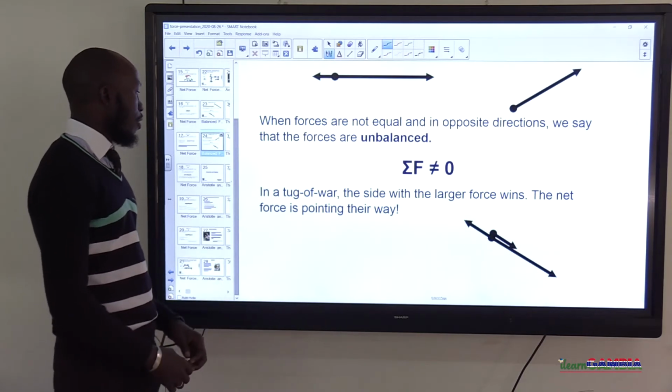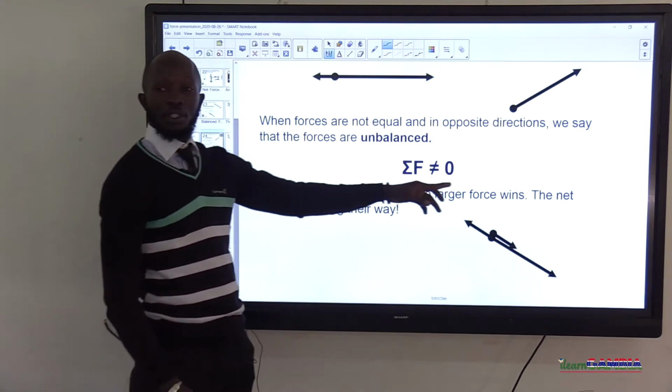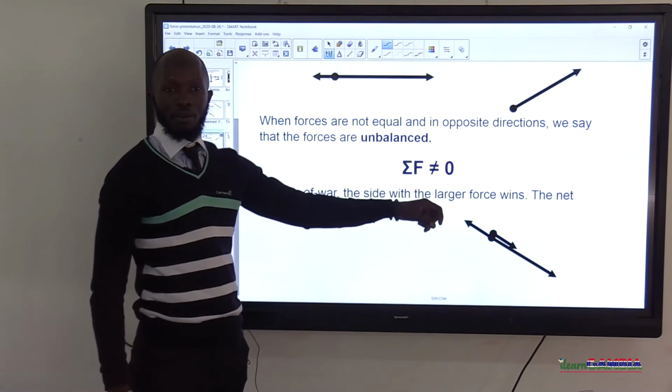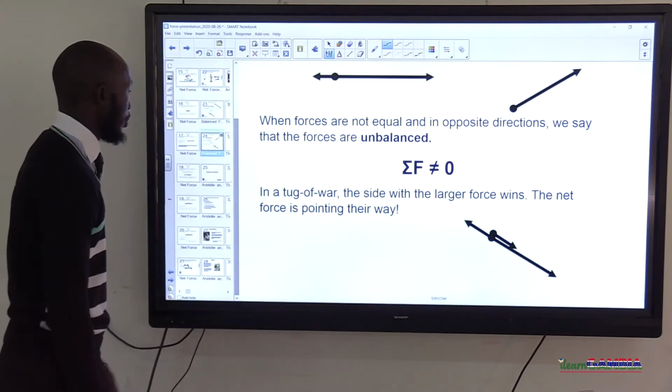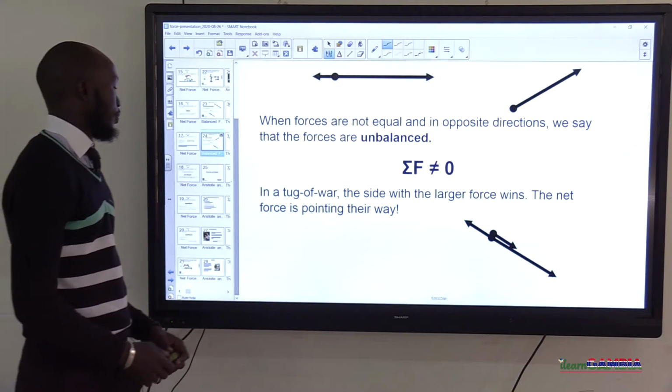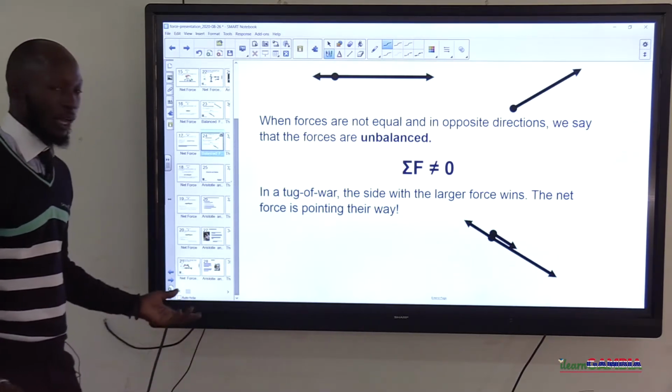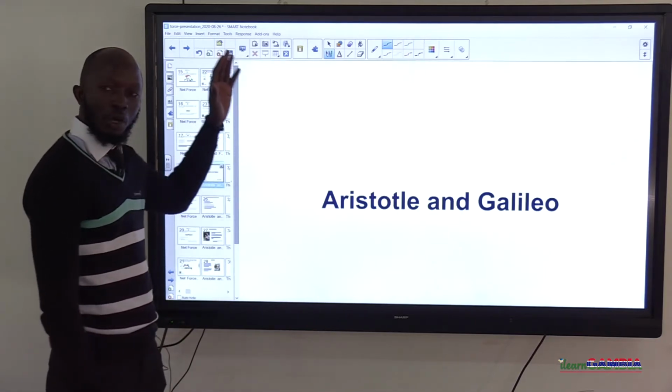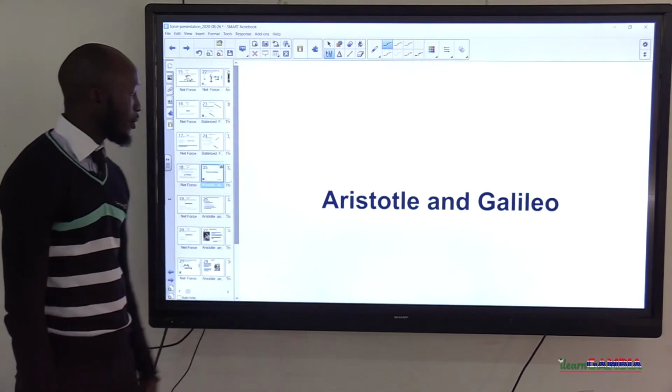So in a tug of war, for example, the net force is not going to be 0. There is going to be a net force, just like we did in the previous example. In a tug of war, the side with the largest force wins. The net force is pointing their way, like we did in the small guy and the big guy case, right?